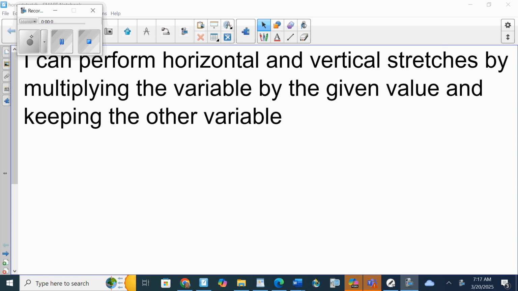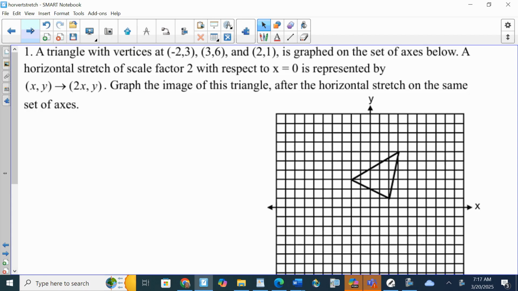Hello everybody, I can perform horizontal and vertical stretches by multiplying the variable by the given value and keeping the other variables. It's a very simple lesson, let's get to it.